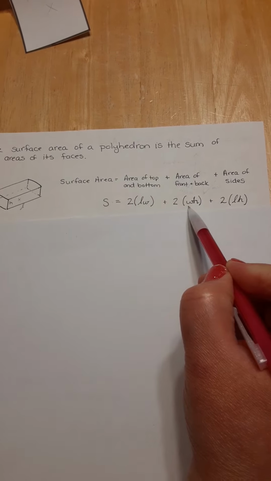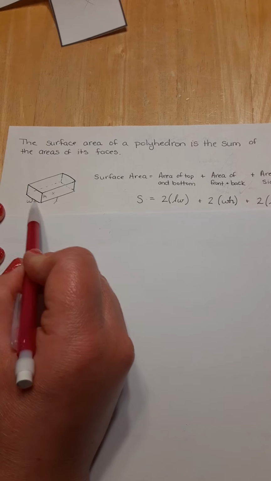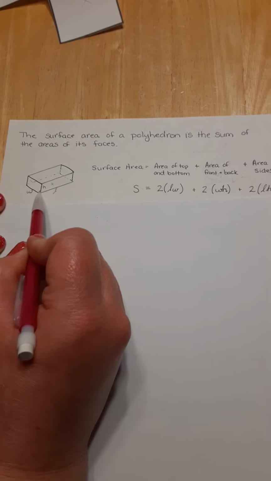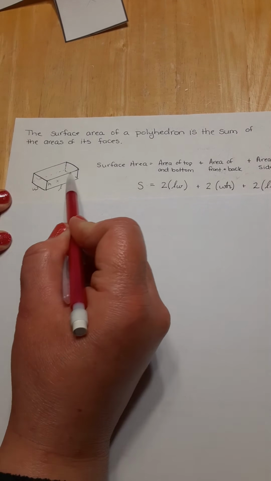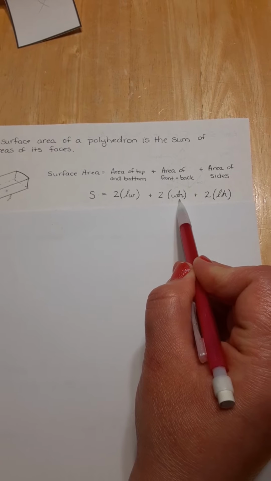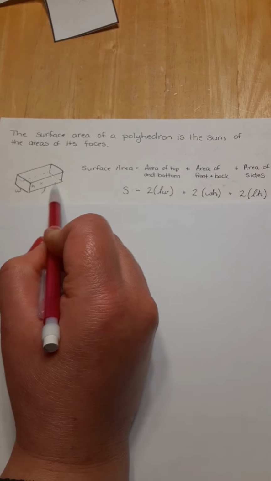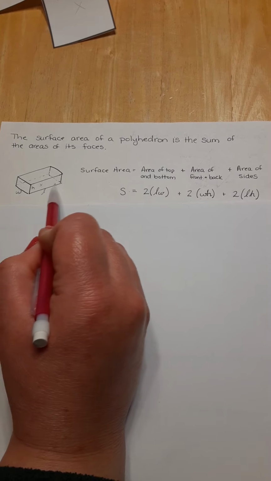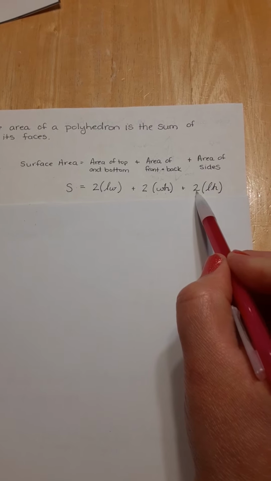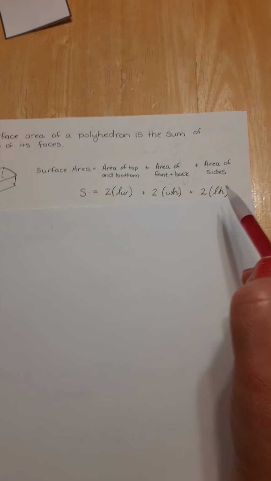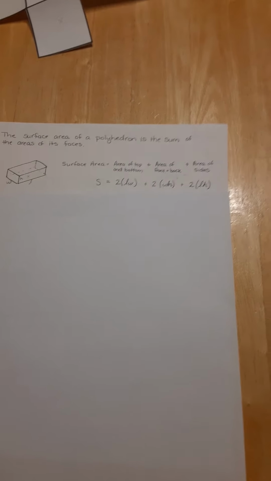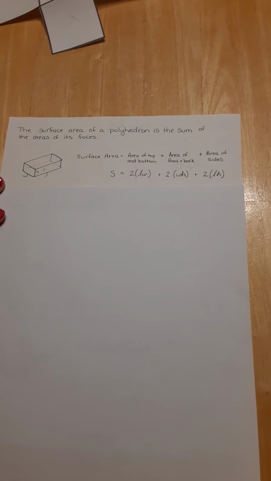Now I have the 2 ends here. Okay, to get the area of this rectangle, I have to go width times the height. And because I have 2 of them, that's why my equation says 2 times width times height. And then I have to worry about this long side here. I have 1 here in the front and 1 in the back you can't see. But that's why we have 2 times length times height. Now, once I have the measurements, I'm going to find the area, add them all together, and that gives me the total surface area.